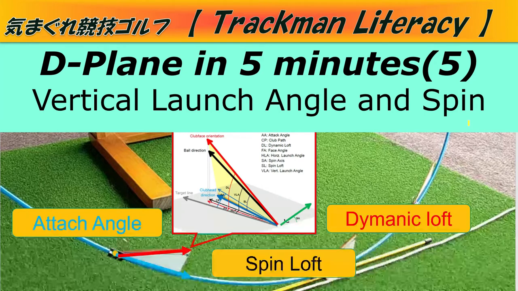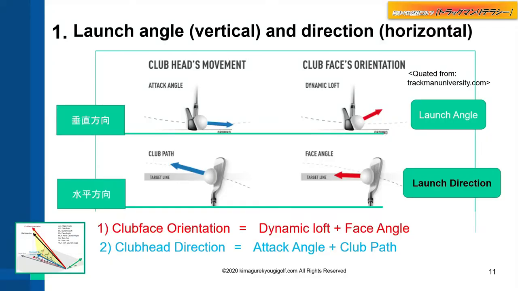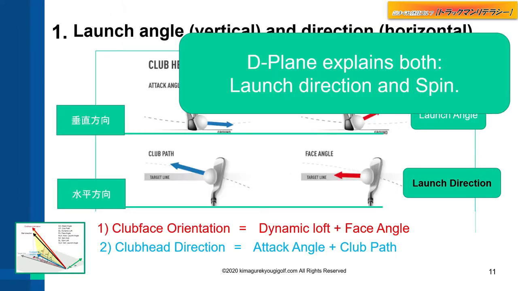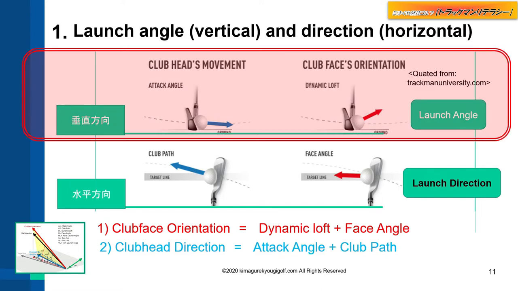Vertical launch angle and spin. D-Plane is a tool to explain the truth of golf impact. D-Plane explains both launch direction and spin. In this episode, we're gonna cover the vertical component of the D-Plane.